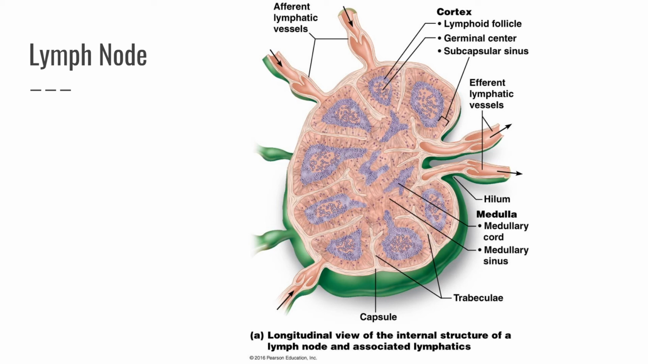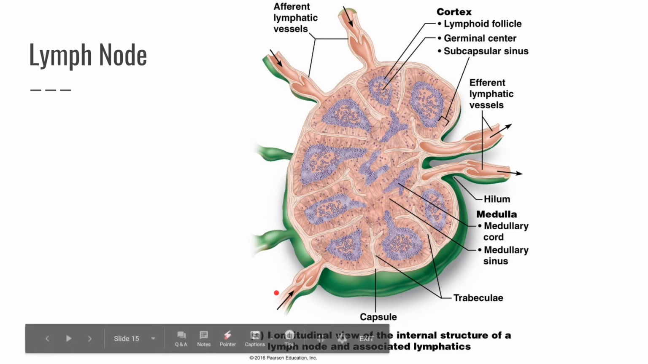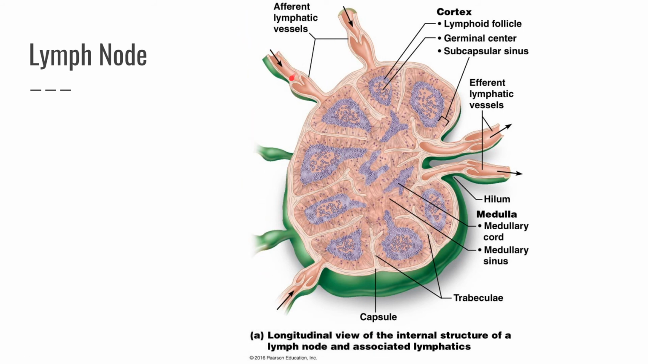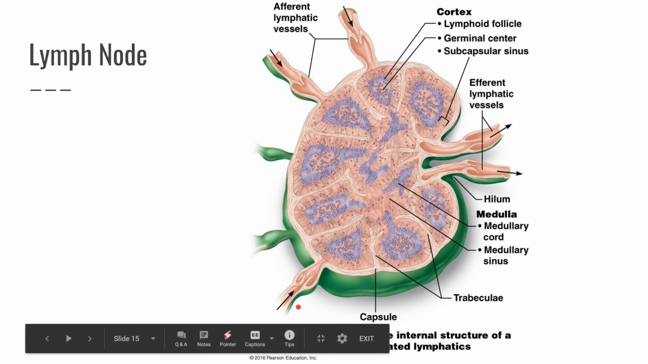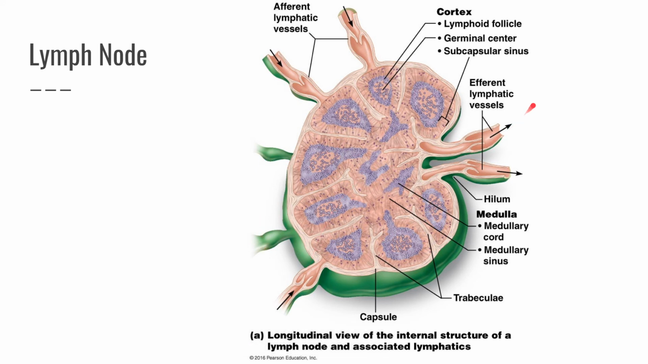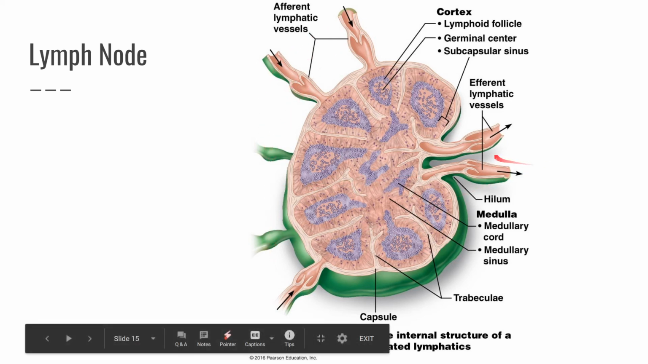And have you noticed a cool structure-function relationship? How many afferent vessels do we have over here? Afferent means going in, counting 1, 2, 3, 4, 5. And then over here, we have 2 efferent vessels. So lymph nodes always have more afferent vessels and fewer efferent vessels. Why?